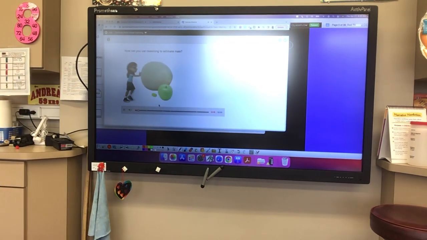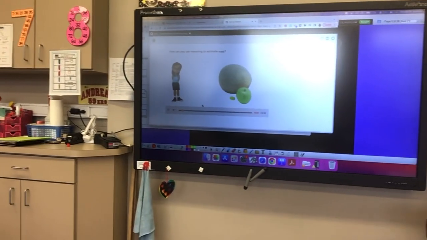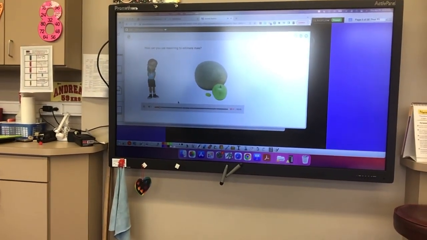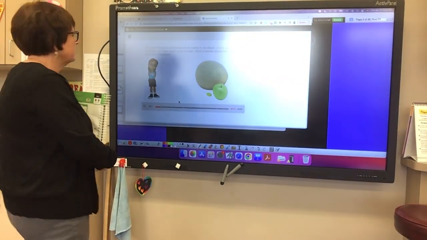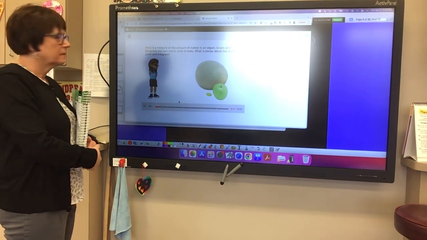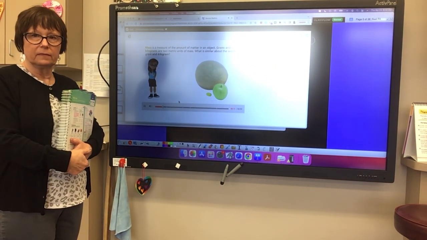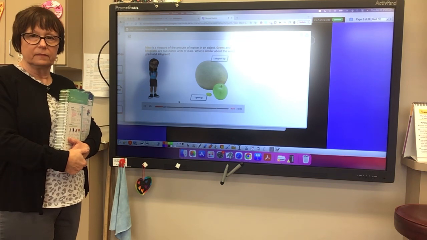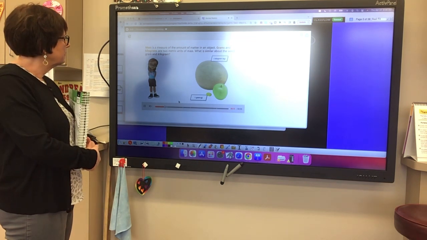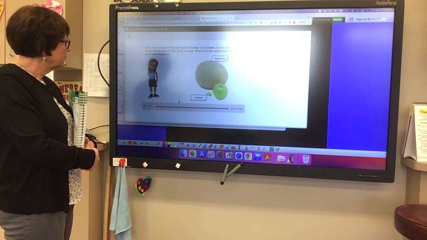How can you use reasoning to estimate mass? Let's find out. Mass is a measure of the amount of matter in an object. Grams and kilograms are two metric units of mass. What is similar about the words gram and kilogram?